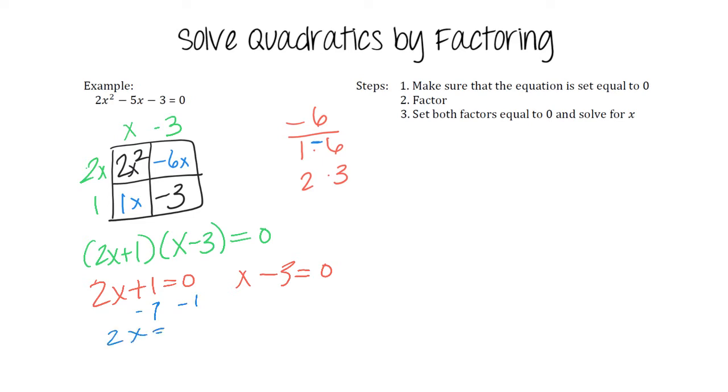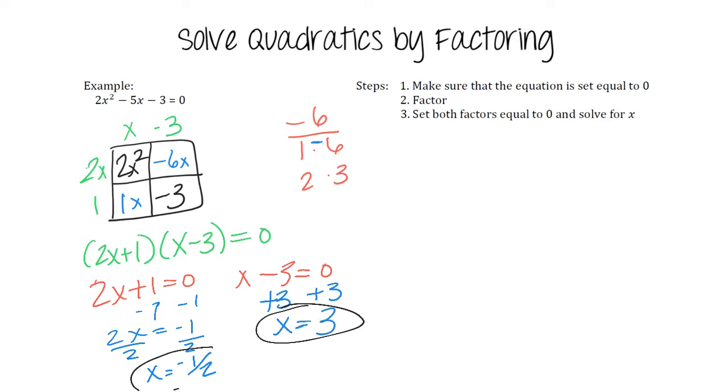This solving is still the same basic mathematical work that we've done before. So you minus 1 on both sides. 2x equals -1, divide by 2. So x equals -1/2. And then here we'll add 3 on both sides. So x equals 3. So x can either equal 3 or x can equal -1/2. And both of those answers will give us 0 if x is either of those values.